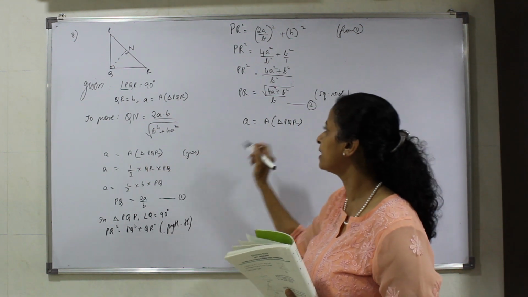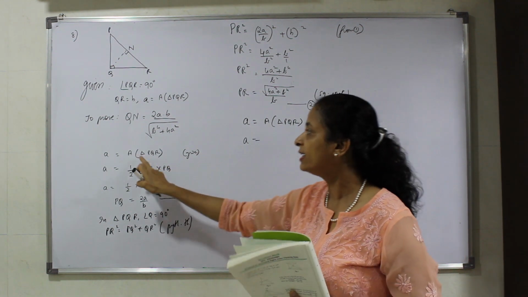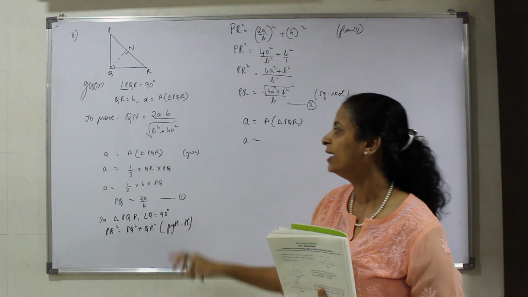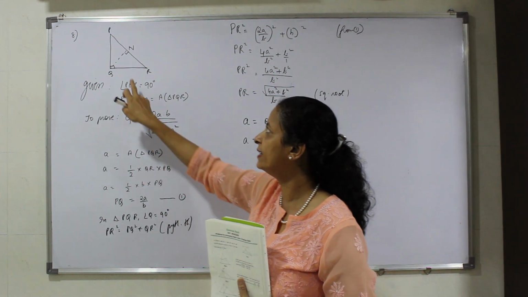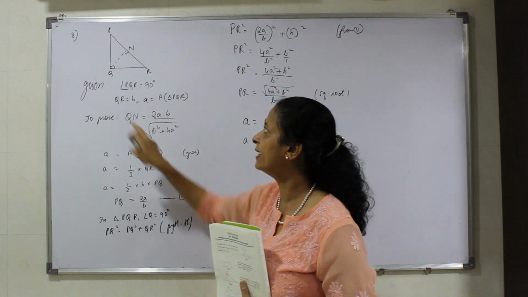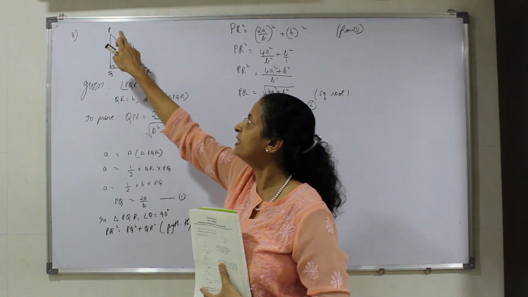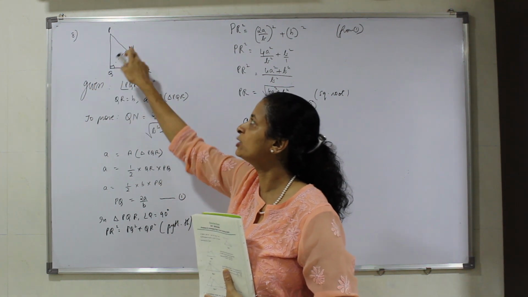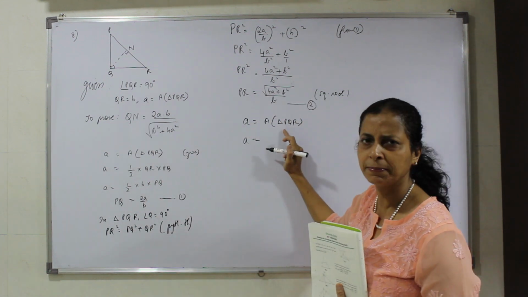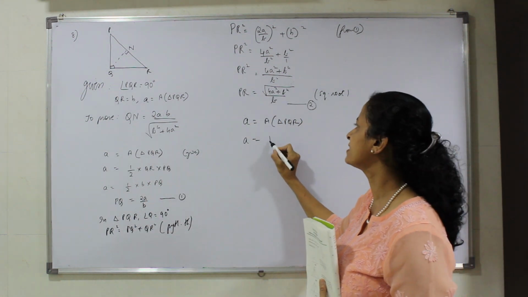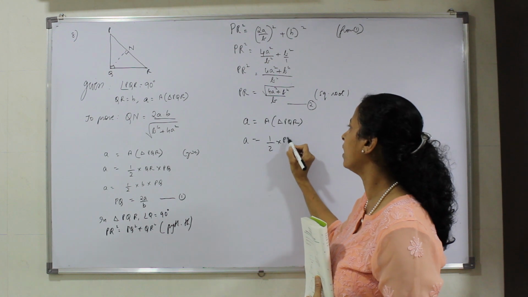But this time the change I make is, for the area of triangle PQR, I took it as half base into height. For a base of QR, the height had to be PQ. What if I change the base to be PR? Then the height has to be QL. So I've rewritten the sum, area of triangle PQR. This time I changed my base as PR.